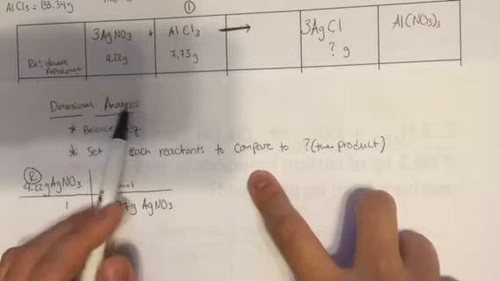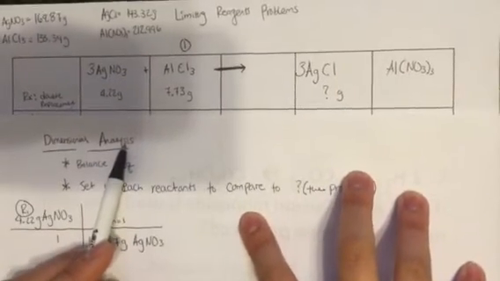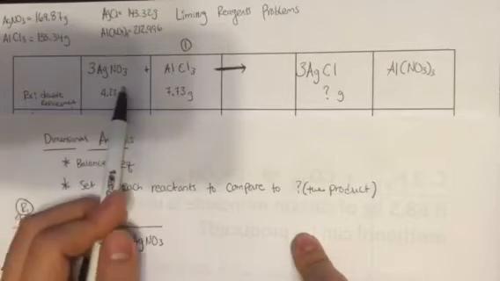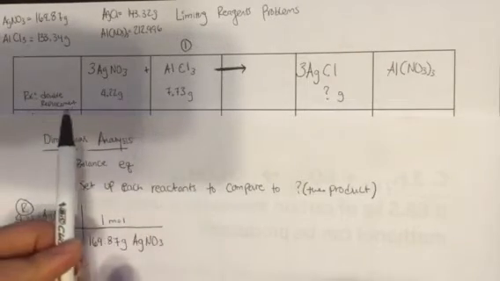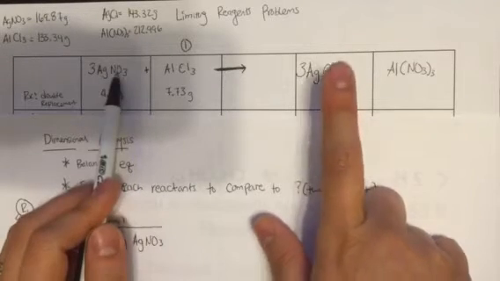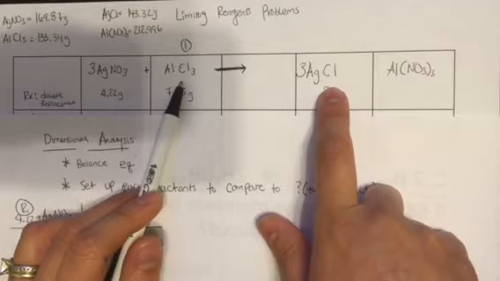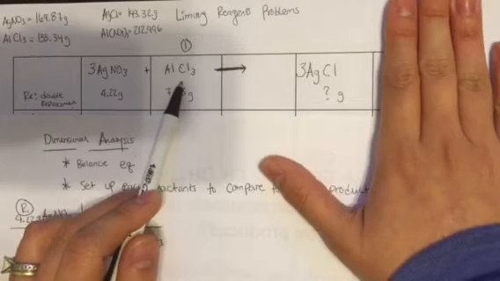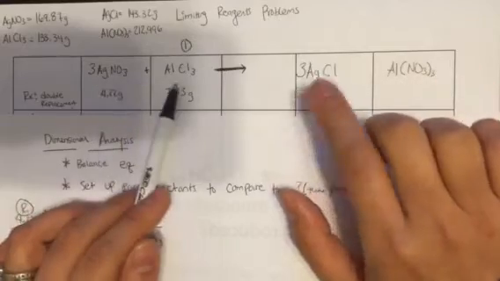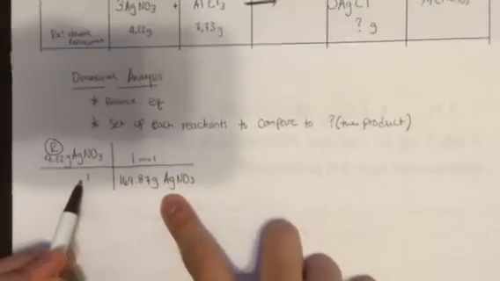Now, remember the dimensional analysis problem, the example I gave you in the beginning. You're going to set up each of the reactants separately. And you're going to compare that to what you want to know. So this one with this one and this one with this one. Okay? I don't care about this one because it doesn't ask for it in the question. So first start with what you know.